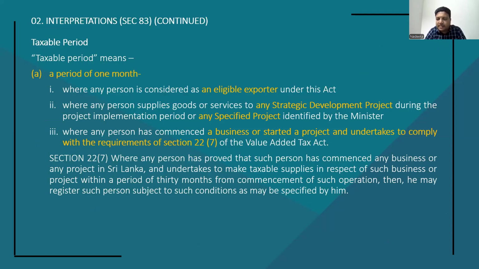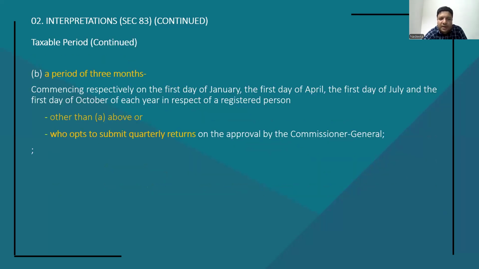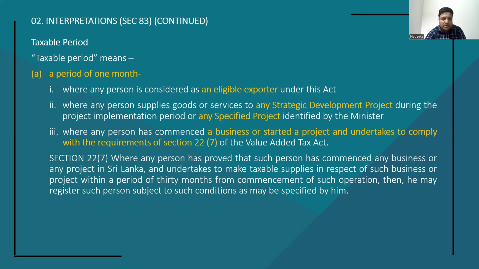If you can remember under section 2A, one of the highlighted words was a taxable period. Now we'll look at the meaning of taxable period. So VAT is charged with respect to a specific period, which is called a taxable period, right? Taxable period means we have two taxable periods. Under A, we have a period of 1 month. Under B, we have a period of 3 months. So we have two taxable periods, 1 month taxable period and 3 months taxable period, right?